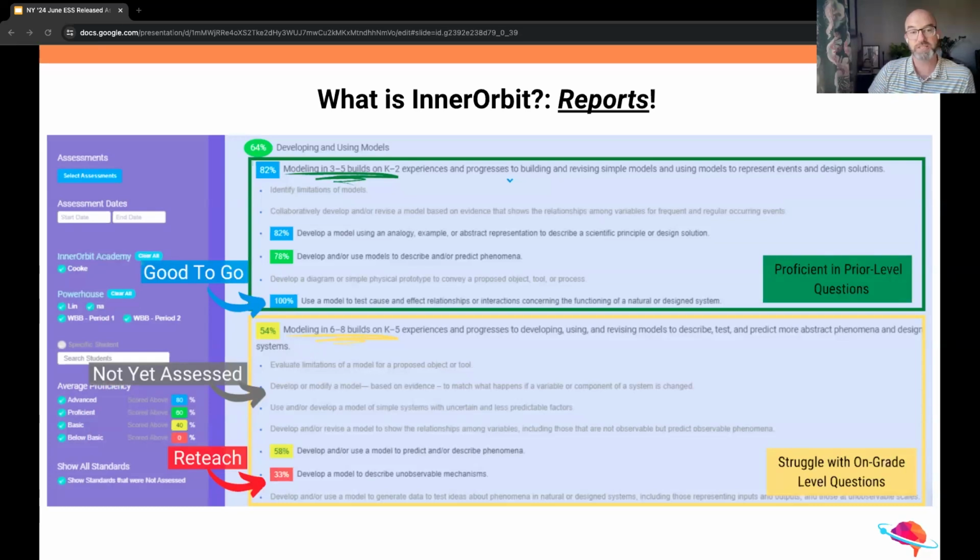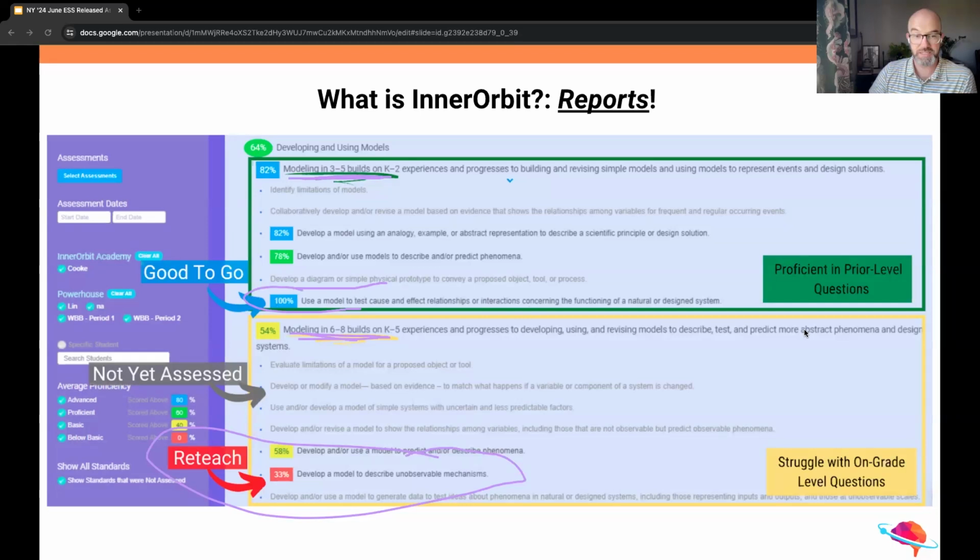data. We want to say that, and what we're looking at right here is one of our reports. We want to say that at the 6th to 8th grade level, the thing that students struggled with the most is the ability to develop a model to describe unobservable mechanisms. And we have some data, and this is at the 6th to 8th grade level. And then we have some data that at the 3 to 5 grade level, that's what's up top here, students were most successful using a model to test cause and effect relationships or interactions concerning the functioning of a natural design system.